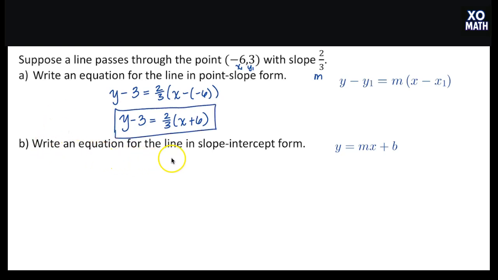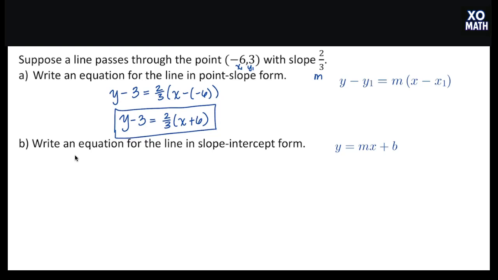Now we want an equation for that same line, but in slope-intercept form, which is y equals mx plus b. We do have our slope, m, but the b value needs to be the y-intercept point, and we don't have that point. We had the point (-6, 3) given. So instead of trying to substitute values directly into slope-intercept form, I'm going to take my answer in part A and solve for y to write it in slope-intercept form.